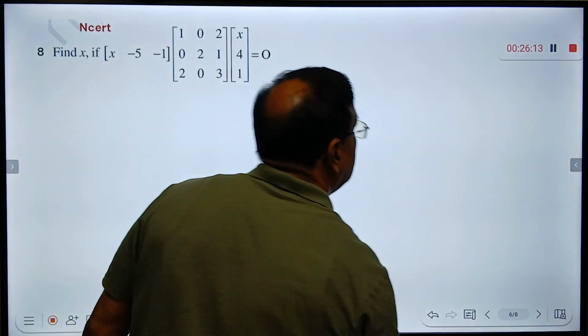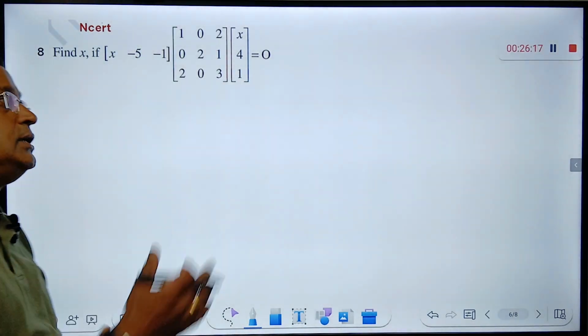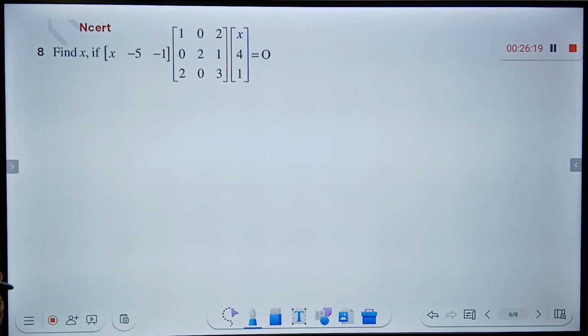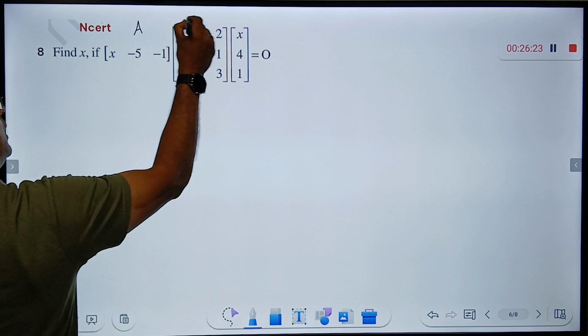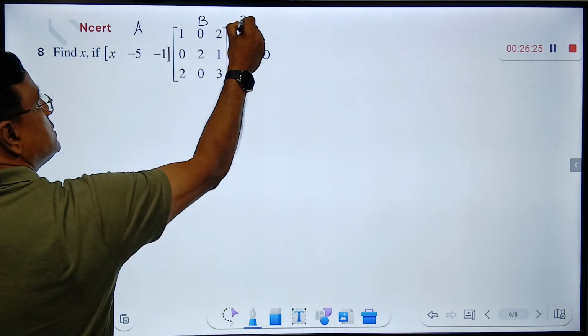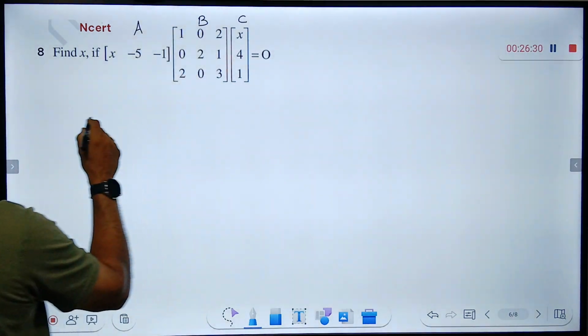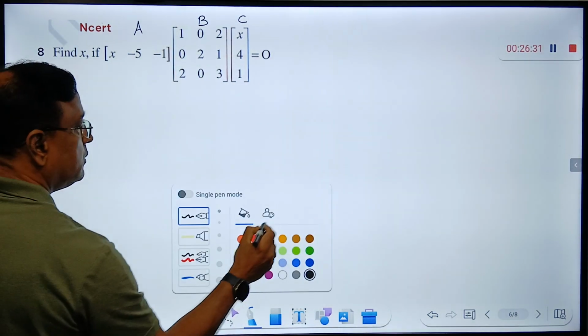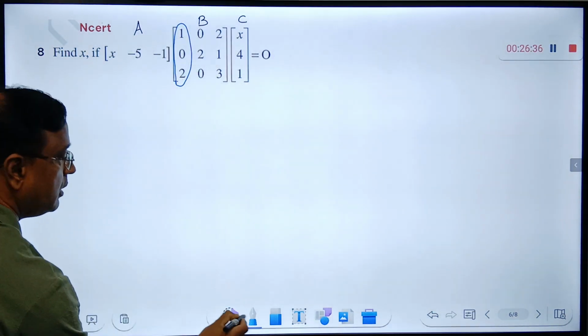Or for that matter, it's better I solve this problem. We'll do that other problem next class. Okay. It's already going to be half an hour. So I will stop with this problem. Again, this is A, and this is B, and this is C. So let me multiply A with B.